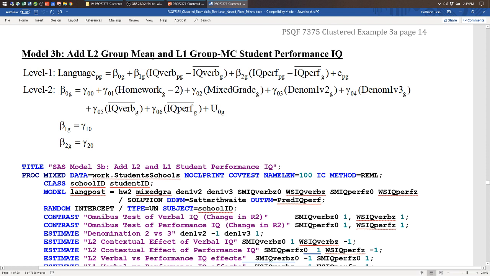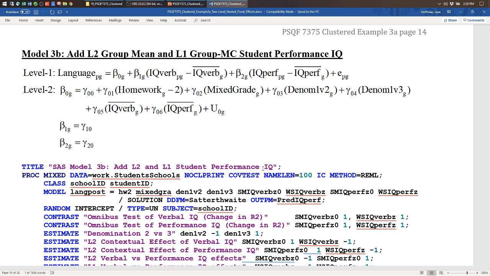So I'm starting with model 3B on page 14. First things first, always the equation. So I have picked up in the level 1 model a new beta 2. This is how each group is going to get its own slope for the within school effective IQ. So each student's performance IQ minus its school mean. That's the variable that's going in here. So it's a pure level 1 predictor.